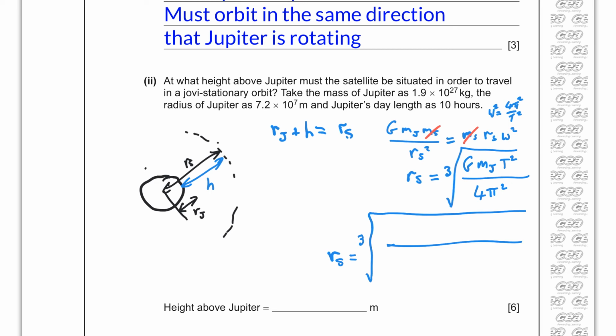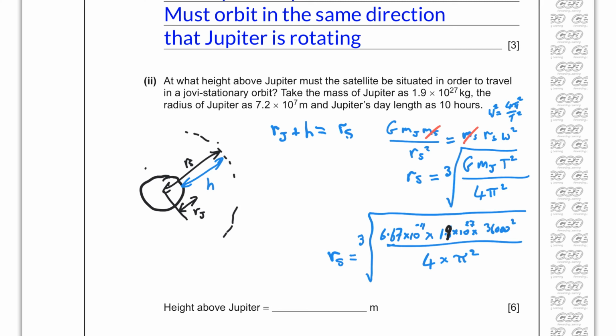Now we need to sub into all this. G times mass of Jupiter times T squared, and T is going to be 3600 seconds times 10 hours, and then square that, and dividing by 4 pi squared. Sorry, that mass should be 1.9 times 10 to the 27.